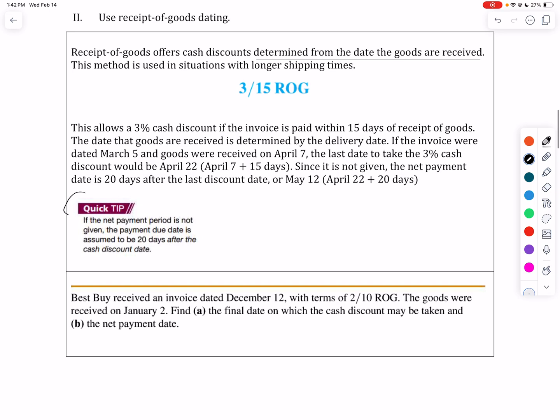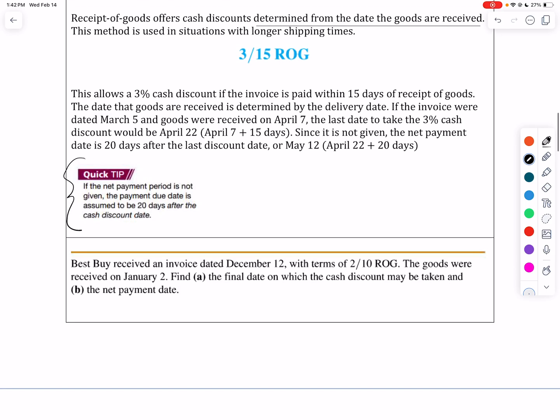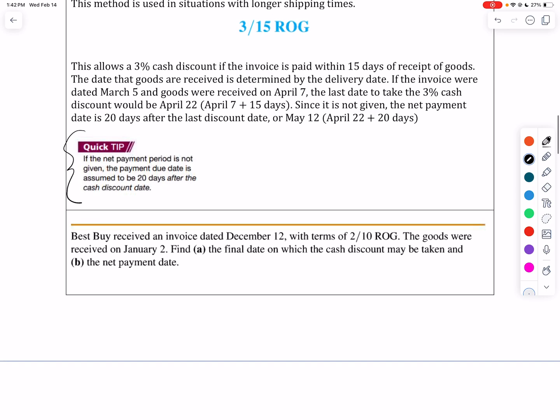So here is that quick tip that I just kind of blurted out. If there's no net payment period, it's always 20 days after the last cash discount date, which we kind of went over. So that's just some information that you'll need to be knowledgeable about. If it doesn't say net something, then that tells you. So in this next example, there is going to be no net payment date or number attached with it. So we're going to assume it's the 20 days after the last discount date. Okay. All right, so here we go.